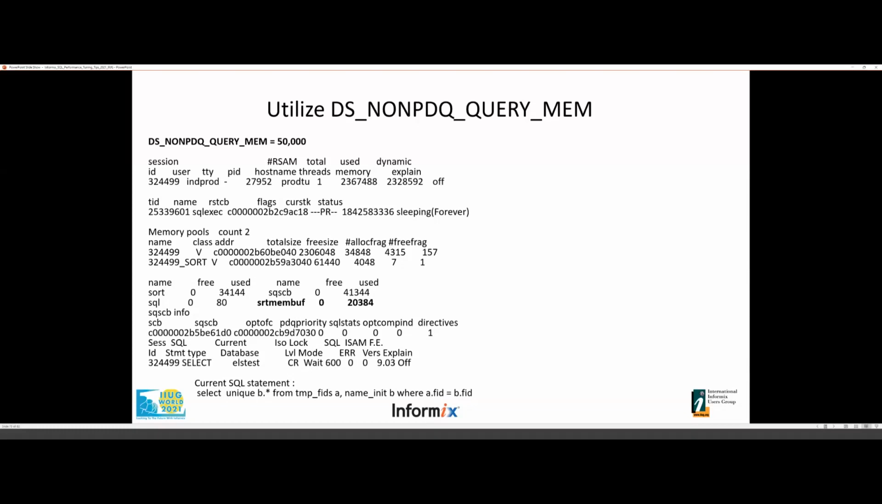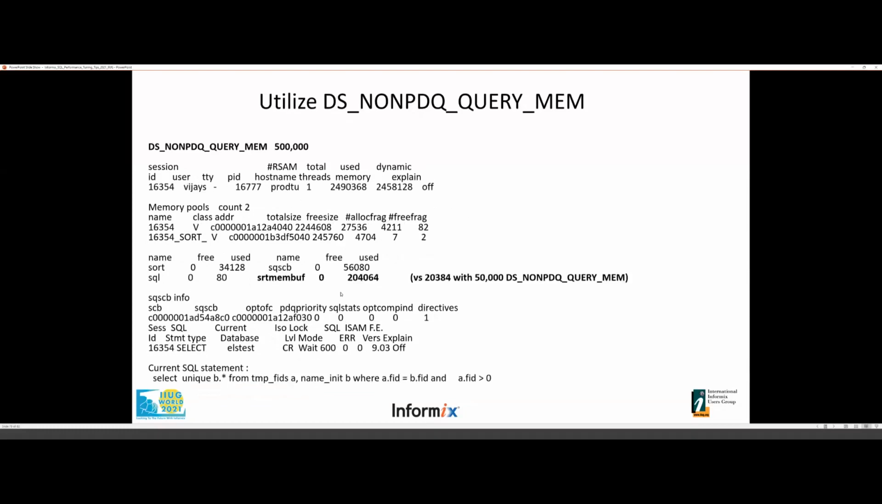So in this case, I set DS9 PDQ query mem to 50,000, and here you see the sort mem buff. That's where the DS9 query memory is. That's the amount of memory it's using for that. So that's how you can tell if the query is using it. And if you increase it, it'll show more of it available for another query to use.